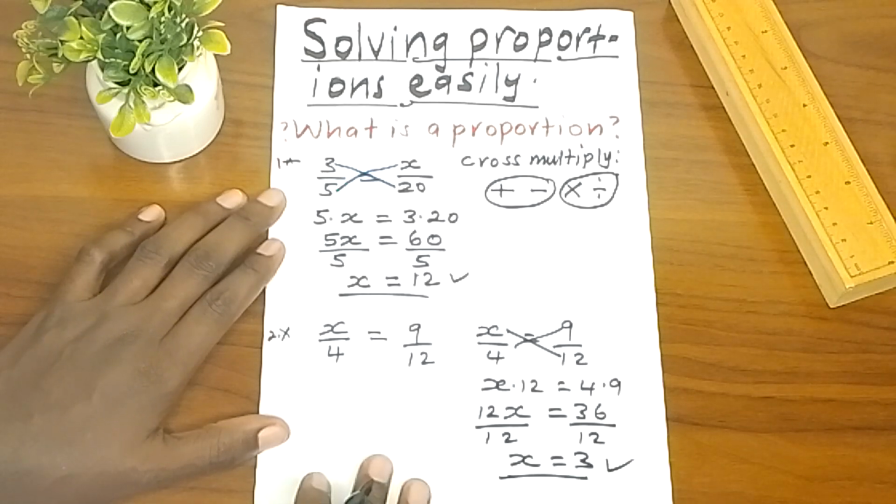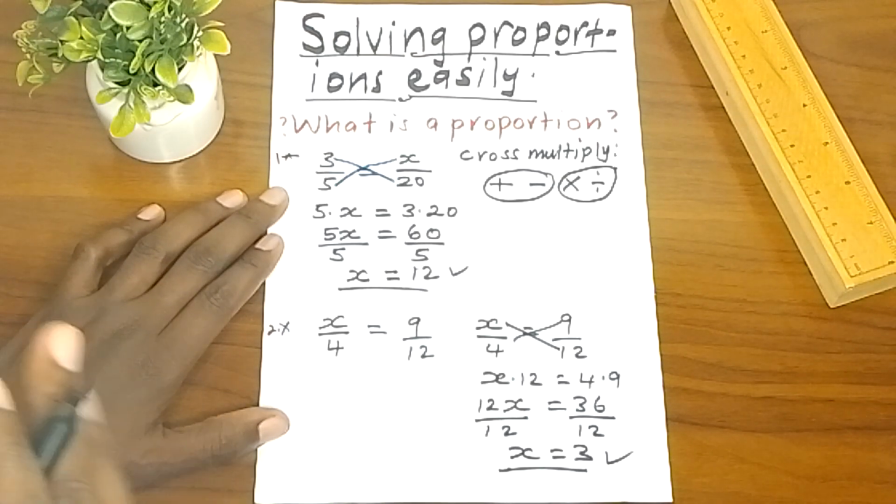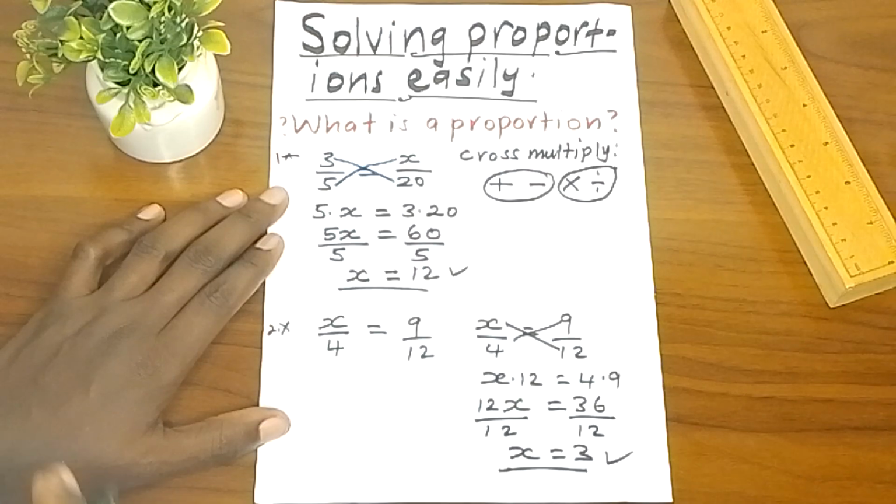Okay, so that is how we solve proportions. I want you to say that proportions are easy because I can solve proportions. So proportions are easy when you remember cross multiplication, or cross multiply.